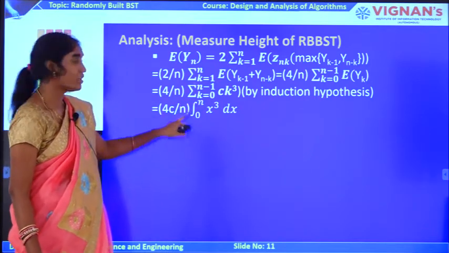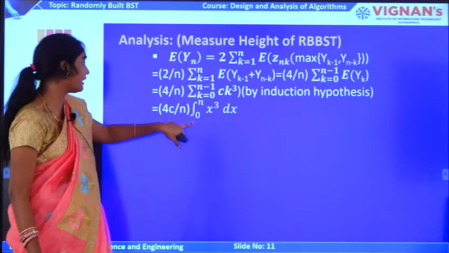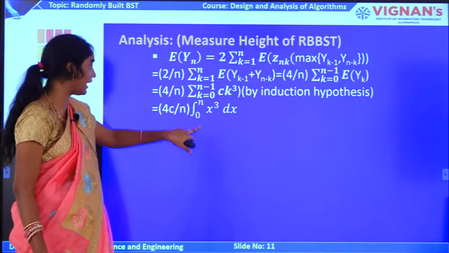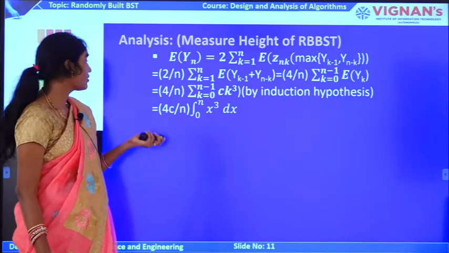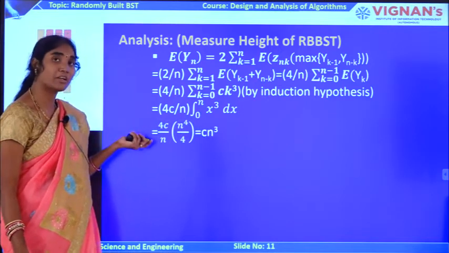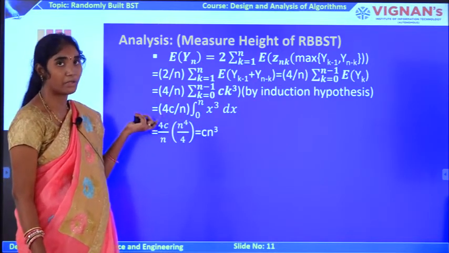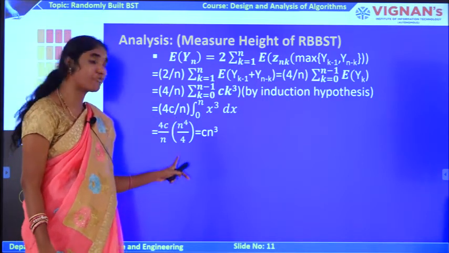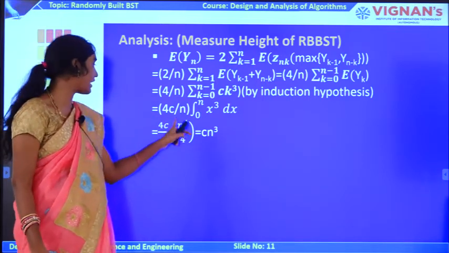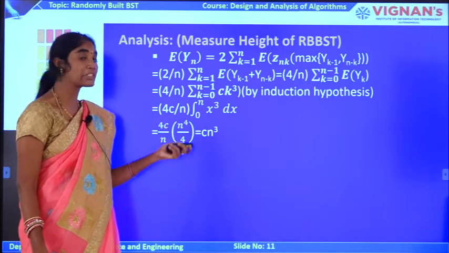So now I represent this summation as an integral. This summation can be written as the integral from 0 to n of x cube dx. Now applying the integral formula, the integral of x to the power n is x to the power n plus 1 by n plus 1, which gives n to the power 4 by 4. So here n and n get cancelled, and I will be having c n cube.